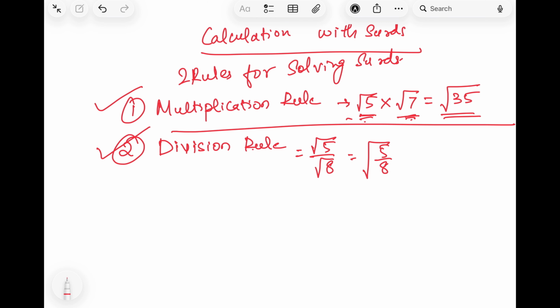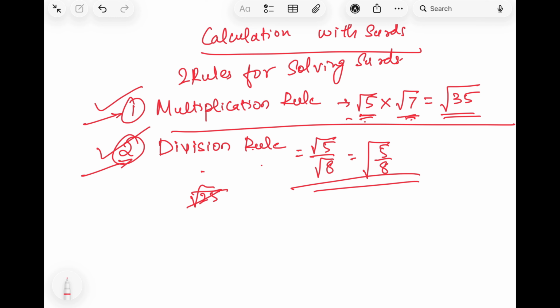Here you cannot simplify further, but sometimes it's like 25. 25 is actually something we can find the root of. So let's not take up this example. So this example or any other surds which is in fraction can be written under one root. Okay. So this is the multiplication rule and the division rule of calculations with surds.